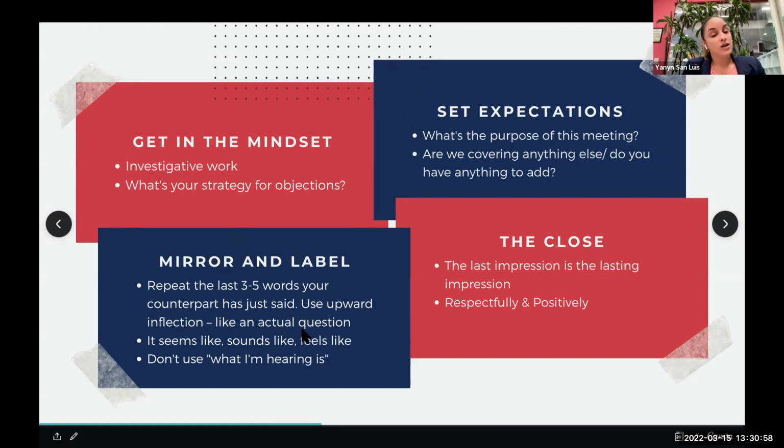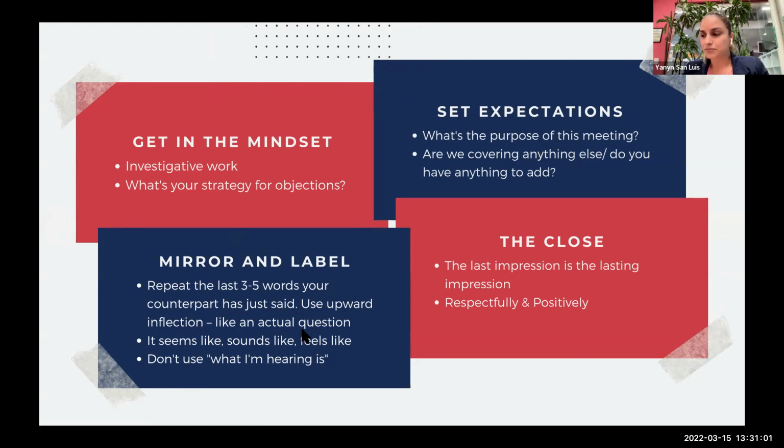Mirroring and labeling. This is an incredible technique in negotiation, especially with clients that are very difficult in how they give us information, or are not giving us enough information. Mirroring and labeling is simply repeating the last three to five words your counterpart has said, using an upward inflection, like an actual question. So maybe I ask a question like, tell me a little bit about how your business is recovering post-pandemic. And someone tells you, well, we're doing fine. And I might say, mirroring them, we're doing fine?